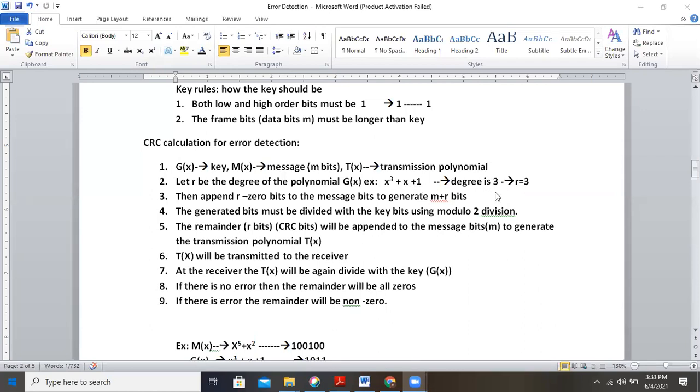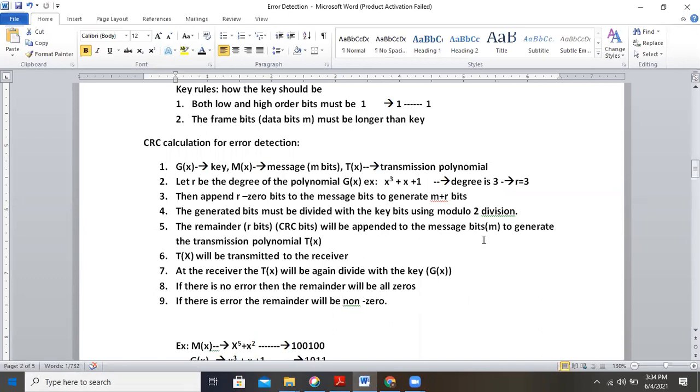What is the degree? Degree is 3. So that means R is equal to 3. Okay, then what we need to do? So here we need to identify the degree of the generator key. If the degree is R, we need to append R 0 bits to the message bits. Okay, and we need to generate M plus R bits.